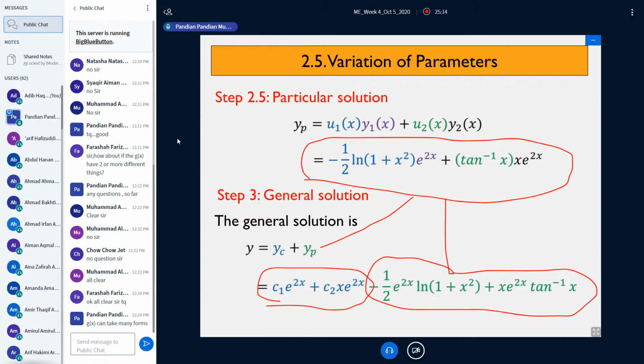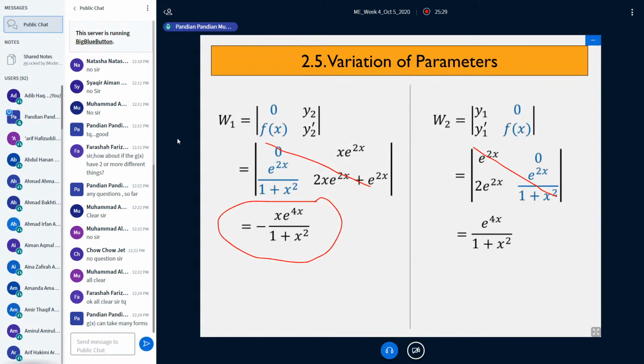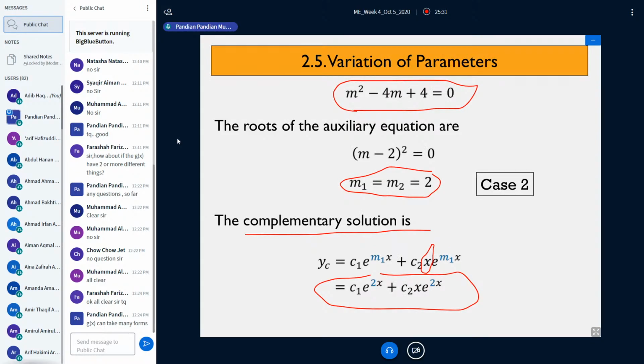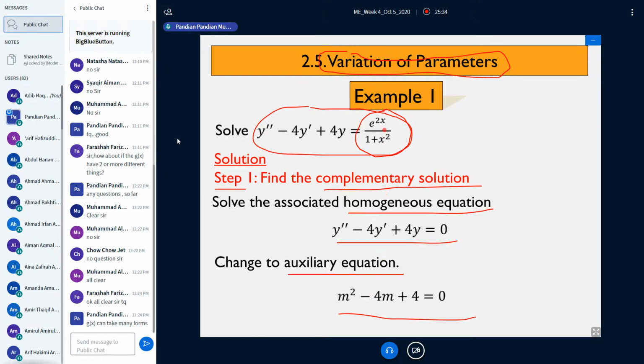For that, there is some guidance already given in the previous lecture. You have to refer to the table. But from here, I already gave you some clue that this function is not easy: e power 2x divided by 1 plus x squared. This one cannot be handled by the undetermined coefficient method. Cannot. So that's why we have to use variation of parameters.